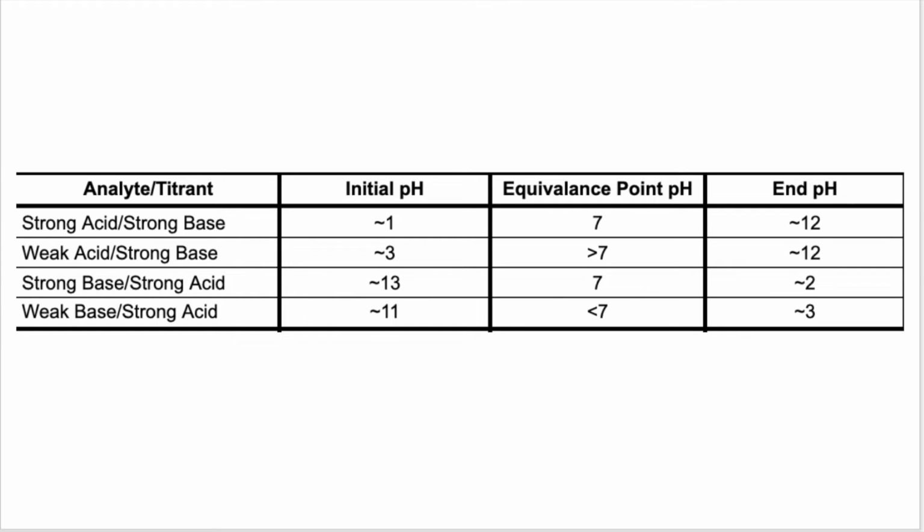Finally, a weak base, strong acid combination will have a lower starting pH at around 11, an ending pH around 3, and an equivalence point pH less than 7.